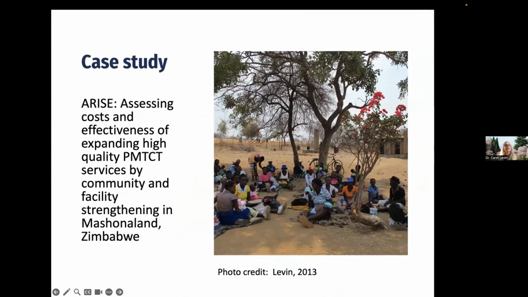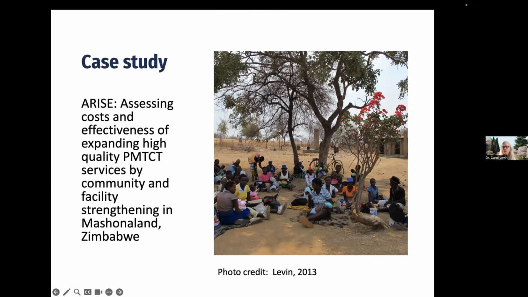Okay, great. So hopefully this will help highlight that point and give some concrete examples of how this happens in practice. And of course, Dr. Glasgow will further do that. Now, I'm giving an example from a study I did with the Clinton Health Access Initiative back in 2013 called ARISE.